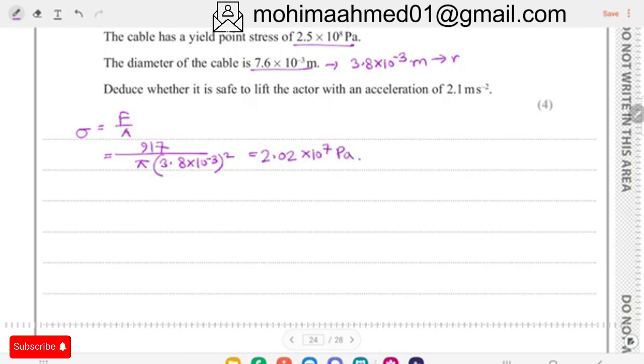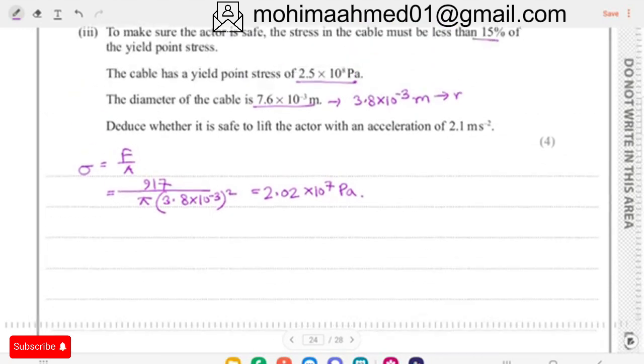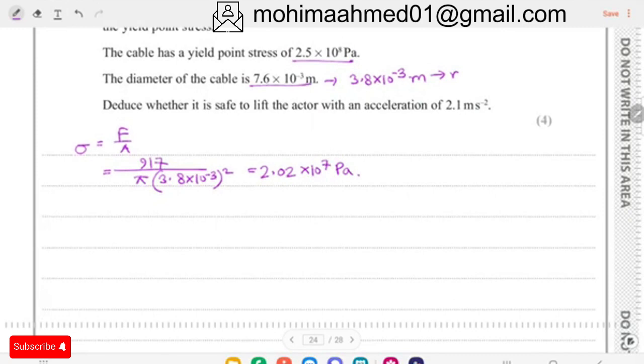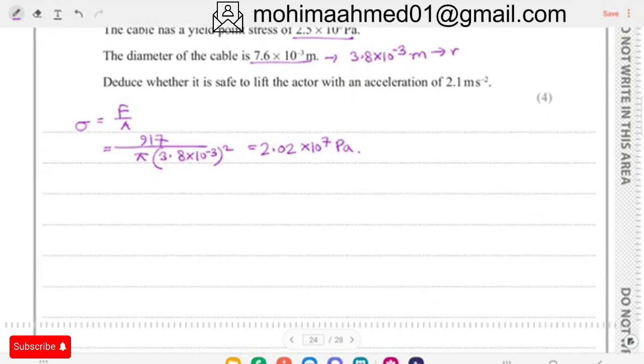As you can see, this was the stress that was actually in the cable. Now we have to find 15% of the yield point, which is 2.5 times 10 to the power 8, because the stress in the cable should be less than 15% of the yield point. So find out how much stress value 15% of the yield point indicates.